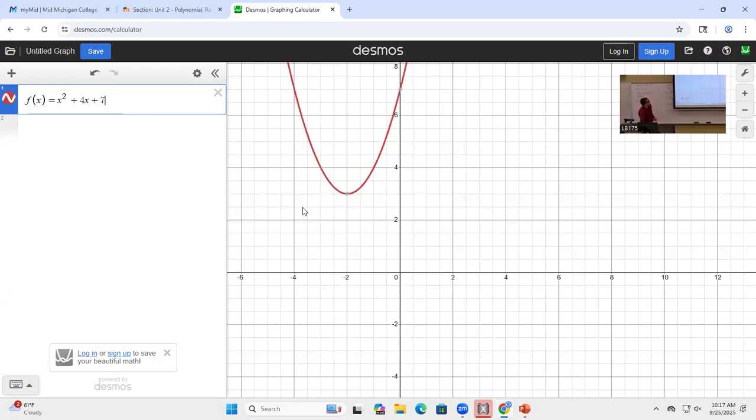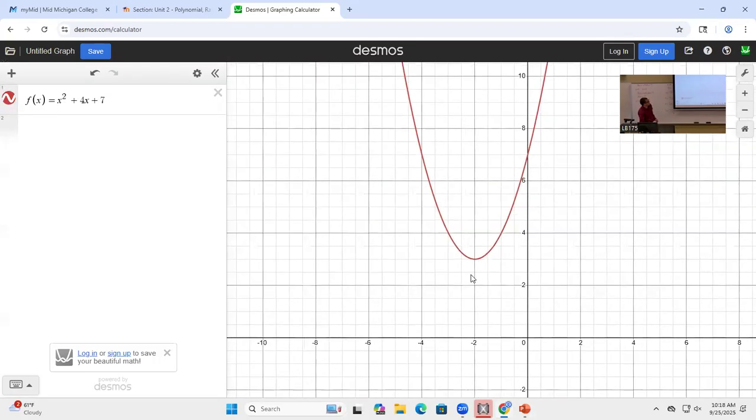So, just to confirm, we graph this and you can see that the parabola is pointing up and it never comes down and touches the x-axis, right? So, in this case, no x-intercepts.